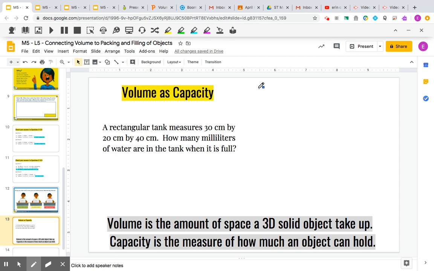I can find volume by looking at the base area of an object and multiplying by how tall it is or how high it goes. You also found that you could use the equation of length times width times height to figure out volume. Volume is the amount of space a 3D object can take up.